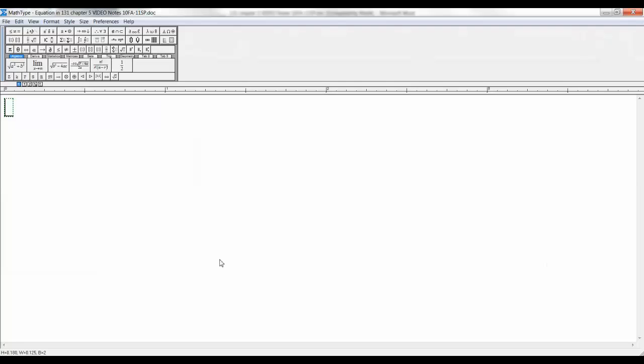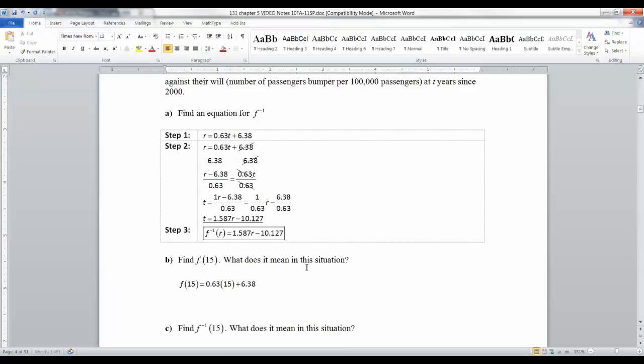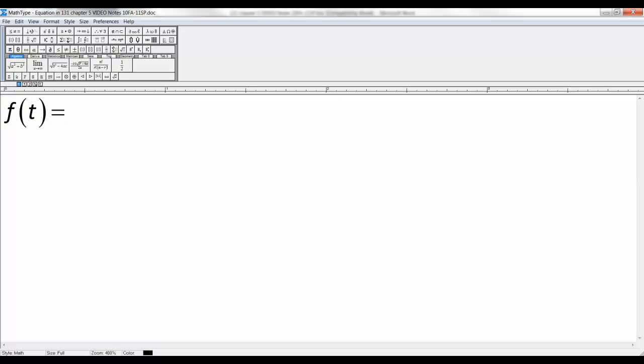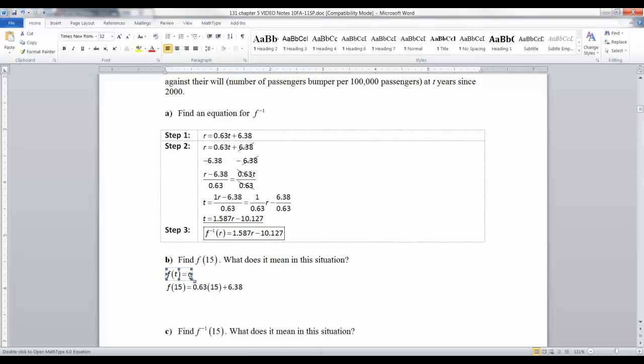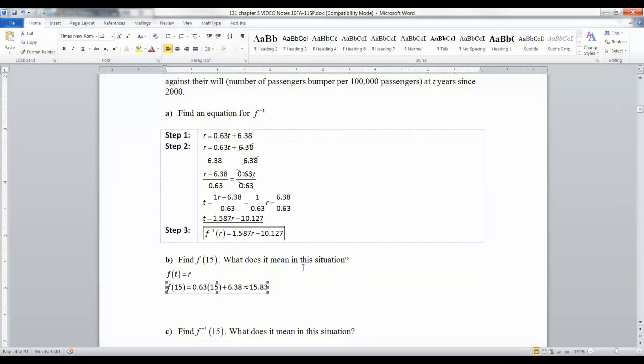So f of 15 is equal to 0.63 times 15 plus 6.38, right? And let me just also remind you real quick that it was f of t is equal to r, right? So that means that your independent variable was time and your r is your rate. Oh, and what is this? This is approximately 15.83. I just get that with a calculator.